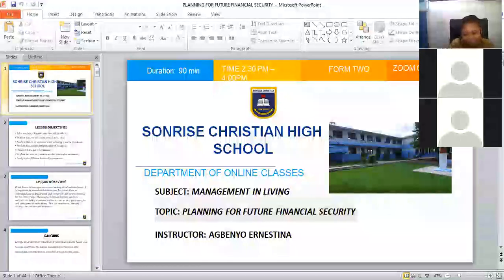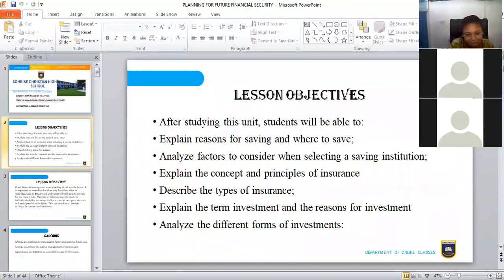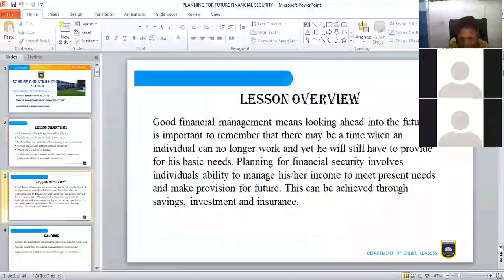So we are looking at planning for future financial security. And the objectives for this lesson: by the time we are done with this lesson, we should be able to explain reasons for saving and where to save, and also analyze factors to consider when selecting a saving institution. And then explain the concept and principles of insurance, describe the types of insurance, and explain the term investment and the reason for investing, and also analyze the different forms of investment.